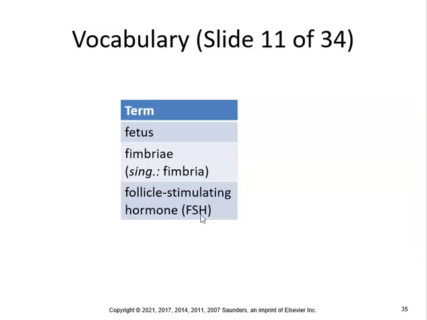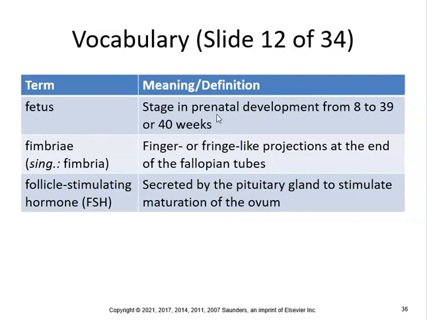Fetus, fimbria, and FSH, which is follicle stimulating hormone. Fetus, stage in prenatal development from 8 to 39 weeks. Fimbria, finger or fringe-like projections at the end of the fallopian tubes. Follicle stimulating hormone is secreted by the pituitary gland to stimulate maturation of the ovum.